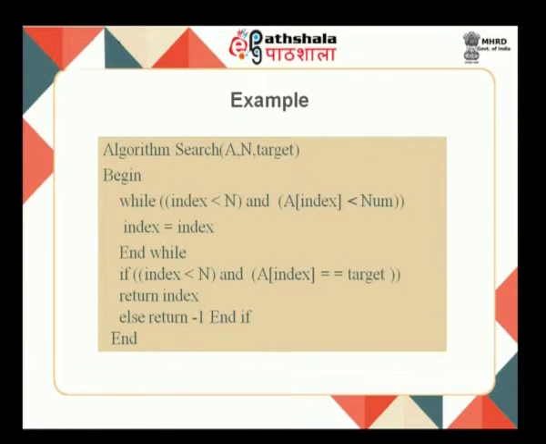Fine. This is how the algorithm goes for this particular problem. You can see the algorithm, and I am giving it the name search. It takes an array A, which consists of n elements, and a target. I am starting a loop here. Under these conditions, if my target is not there, then I am going to increment the index, and if A of index is the target, then I am going to return the index, otherwise I am going to return -1.